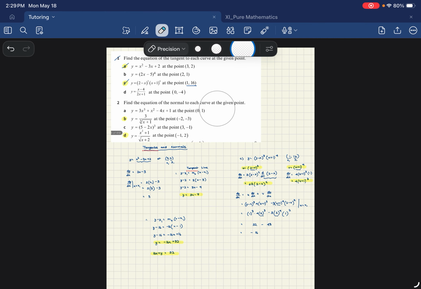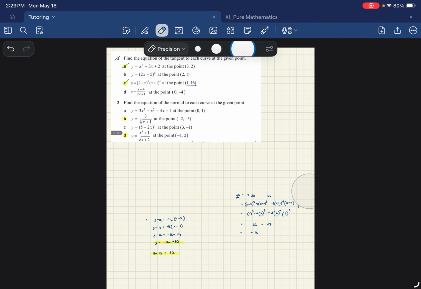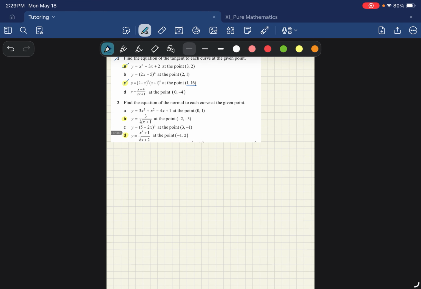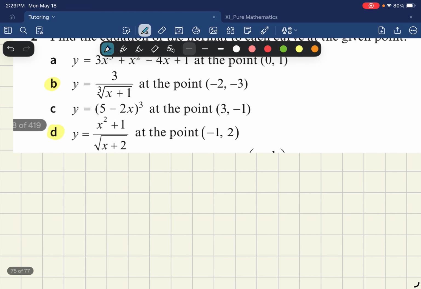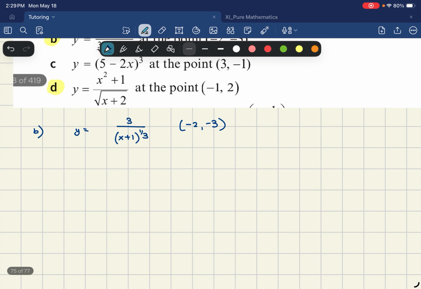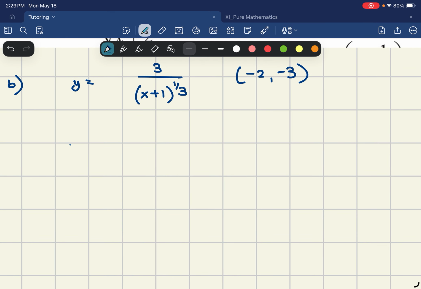So find the equation of the normal to each curve at the given point. So let me erase this. We have question B. So y is equal to 3 divided by the cube root of x plus 1. So I'm going to write it as 1 over 3 at the point minus 2 comma minus 3. All right. So we want to find dy by dx.